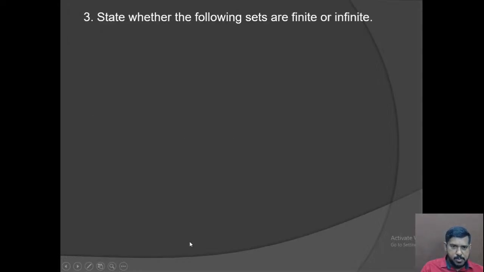Now we'll go to the next problem. State whether the following sets are finite sets or infinite sets. What do you mean by a finite set? If you can count the number of elements in the set, such a set is called a finite set. And an infinite set means countless: you cannot count the number of elements in the set. So first you have to frame the set, then you can say whether the given set is a finite set or an infinite set.